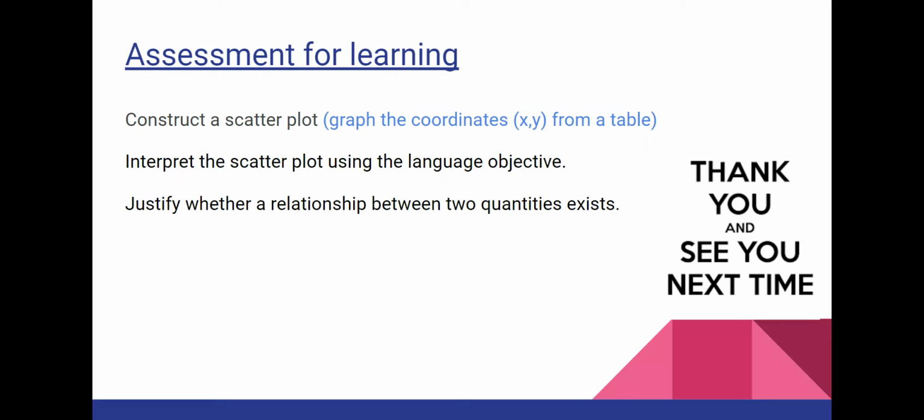That's it for today. The assessment for learning is to construct a scatter plot, which means graph the coordinates x and y from a table, interpret the scatter plot using the language objective, and then justify whether a relationship between two quantities exists. And hopefully you were able to do all that.